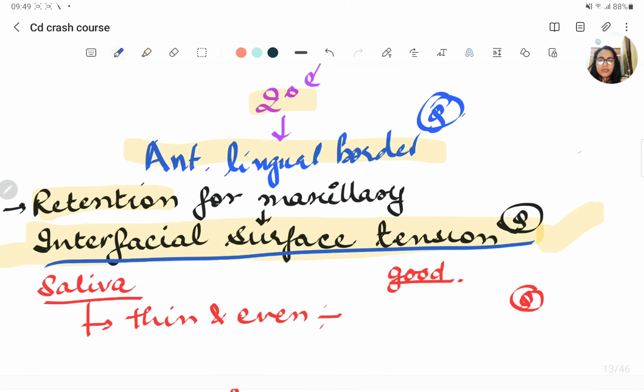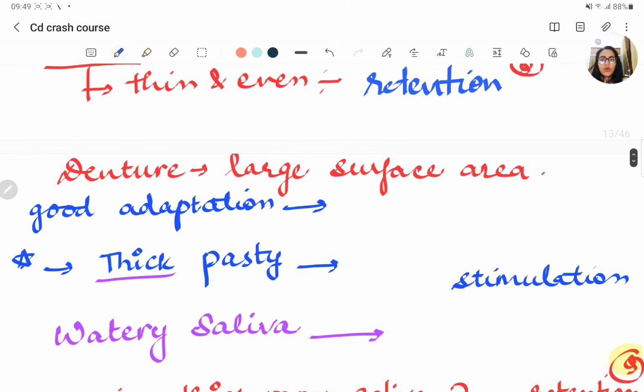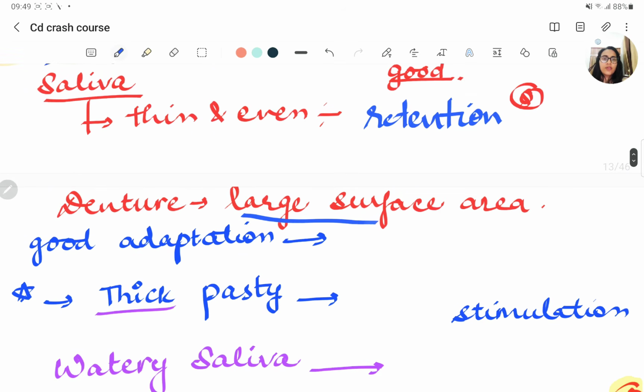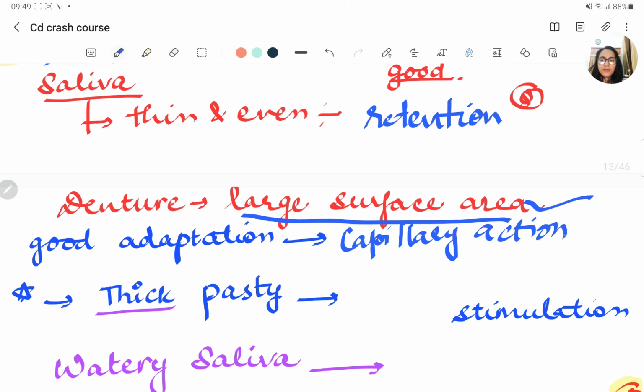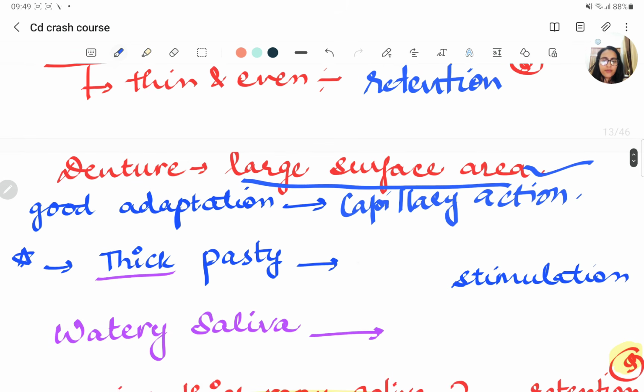Saliva, if it is thin and even, is good for retention. Also, a large surface area of the denture provides good retention. Then good adaptation gives capillary action. If the saliva is thick and pasty, that is because of sympathetic stimulation. Watery saliva is via parasympathetic stimulation.